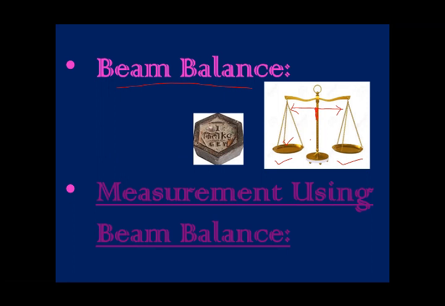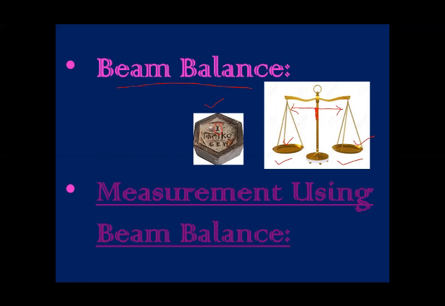The object whose weight you want to find out, you will keep it here and you will term it as unknown weight. And on the other plate, known weights are kept. These known weights, as shown in this diagram, are available in the market. And here 1 kg weight is shown. Similarly, weights of other values are also available in the market.